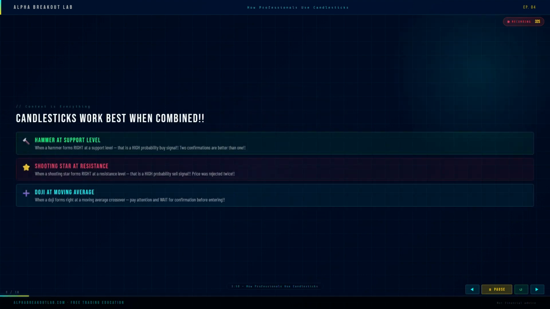Now you know how to read individual candles, but here is how professional traders use them. Candlesticks work best when combined with other indicators. When a hammer forms right at a support level, that is a high probability buy signal. When a shooting star forms right at a resistance level, that is a high probability sell signal. When a doji forms right at a moving average crossover, that is a signal to pay attention and wait for confirmation.